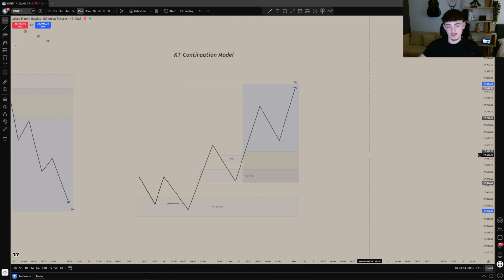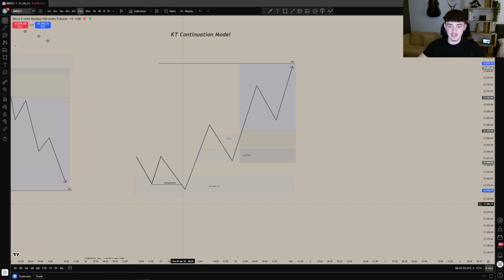Now, the continuation model is a bit different. So here you see, let's say, pre-New York session, we came down and we manipulated this low, and then we reacted from a key level already, okay? So we're not trading in this time, and then what do we have? This leg printed a 15-minute fair value gap. Now this 15-minute fair value gap would actually be sponsored by the higher time frame key level, and what this basically means is because it came from this higher time frame key level, it has a lot more probability to actually hold and continue the move, okay? So we get then an IFVG off this 15-minute fair value gap with a continuation from the higher time frame key level, and then that is your continuation trade towards your draw on liquidity.